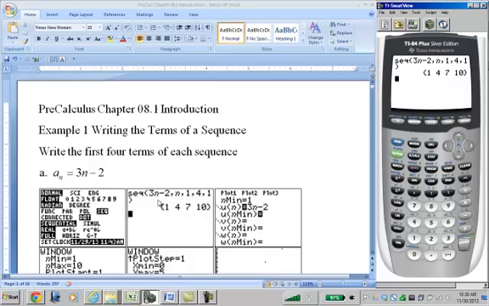Now, we can also do this in the calculator another way. I can hit y equals, and here n min is 1. We will change that in subsequent problems, but not here. Now I simply put in 3n minus 2.